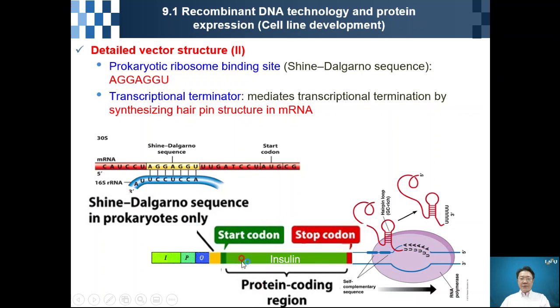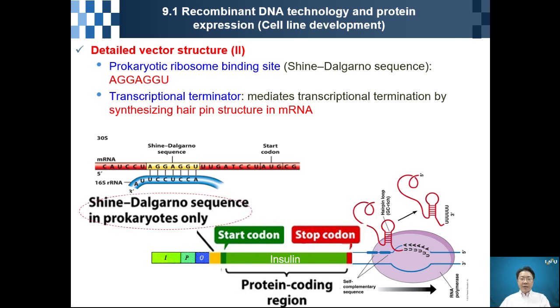For the production of insulin, the vector also needs special characteristics. First one is a prokaryotic ribosome binding site, which we call the Shine-Dalgarno sequence. This is the vector sequence, composed of the promoter region and the protein coding region, starting from the start codon and finally a stop codon. In front of the start codon, the vector needs the Shine-Dalgarno sequence.